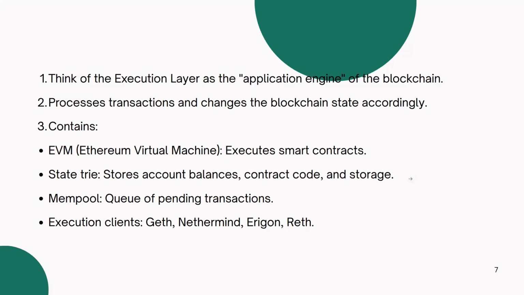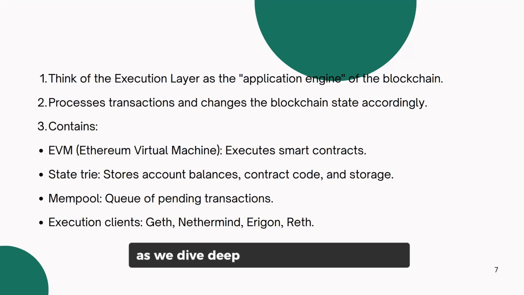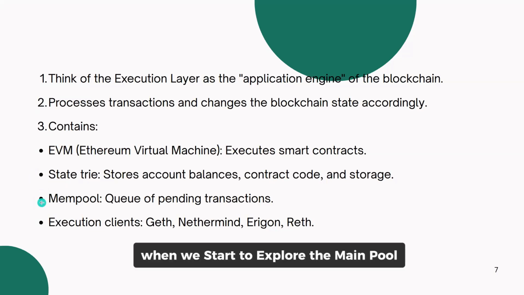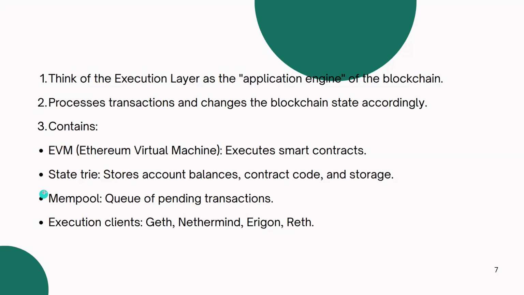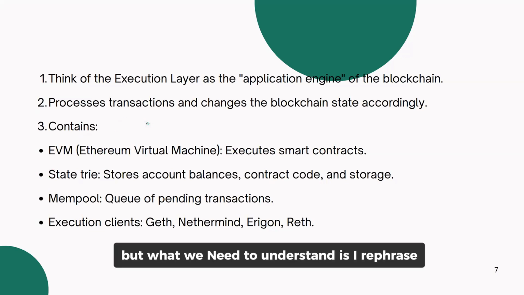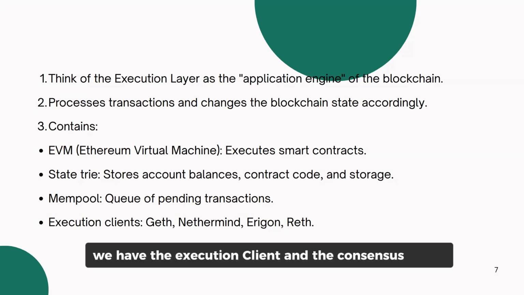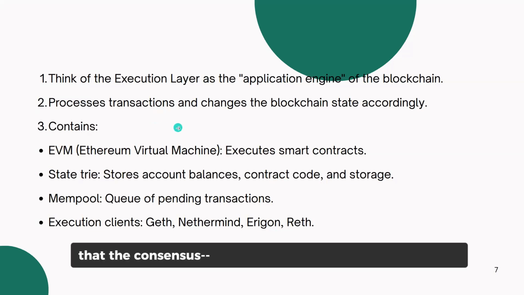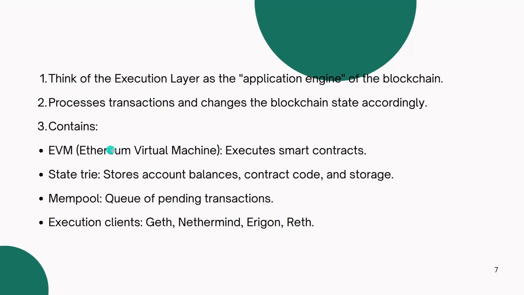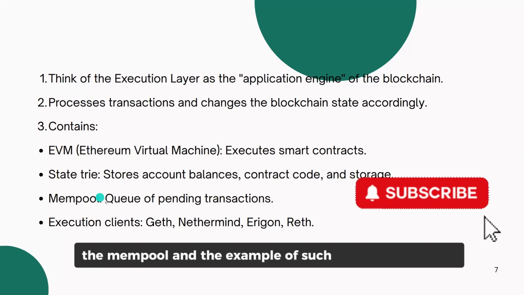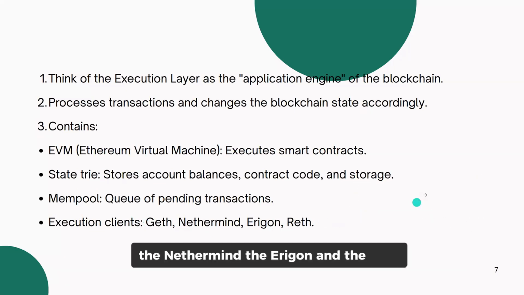There are other components, like I said. As we dive deep, when we start to expand the state trie, you discover that there are many concepts within it. When we start to explore the mempool, you discover that there are many logics within the mempool. But what we need to understand, I rephrase, is that there are two major components of the Ethereum protocol: the execution client and the consensus client. The execution client contains the EVM, the Ethereum Virtual Machine. It contains the state trie and the mempool. Examples of such clients are Geth, Nethermind, Erigon, and Reth.